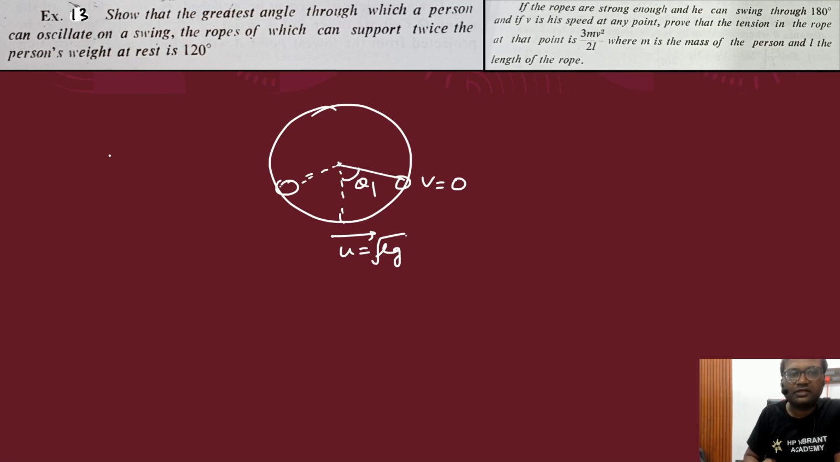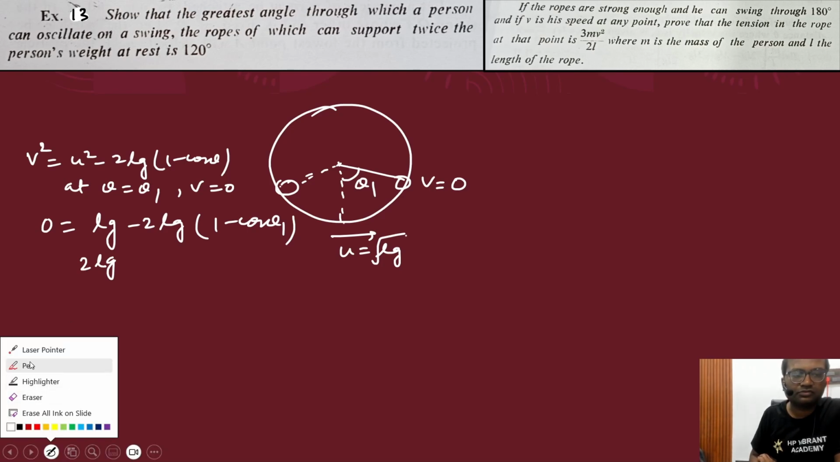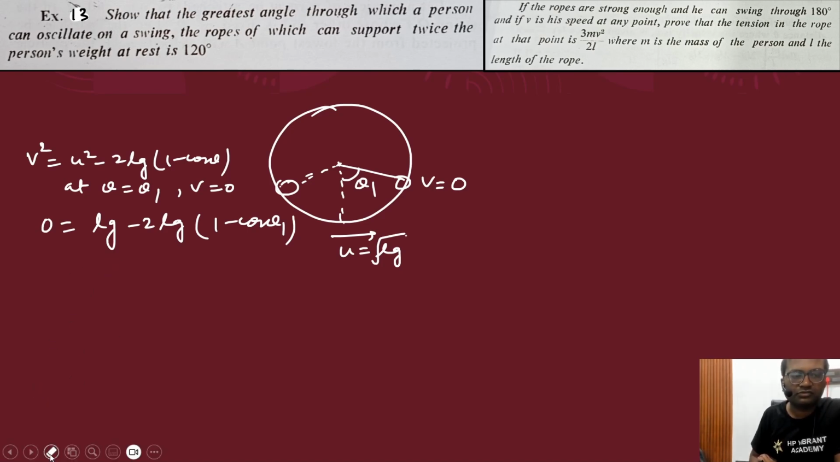Okay, so let us find the final velocity. So we have the expression as v square is equal to u square minus 2 lg 1 minus cos theta. So at theta is equal to theta 1, v is equal to 0. So 0 is equal to u square is lg minus 2 lg 1 minus cos theta 1. So we have lg is equal to 2 lg 1 minus cos theta 1.